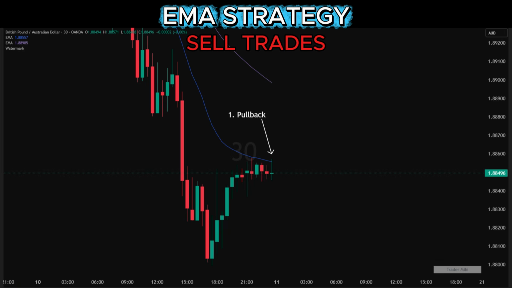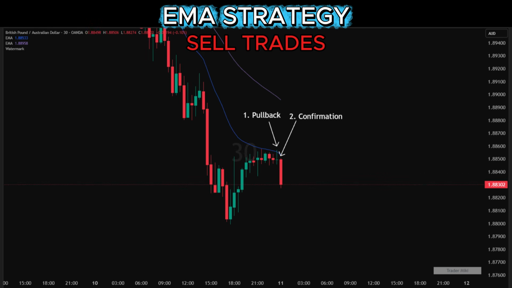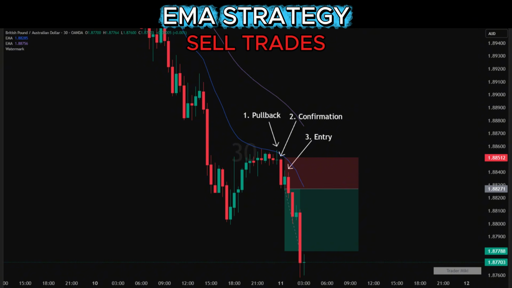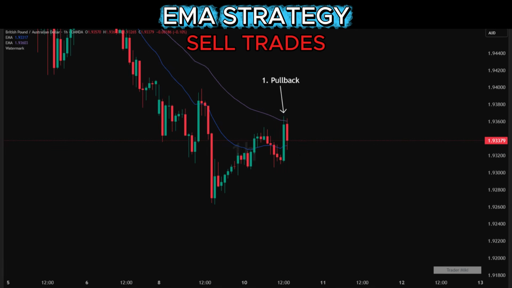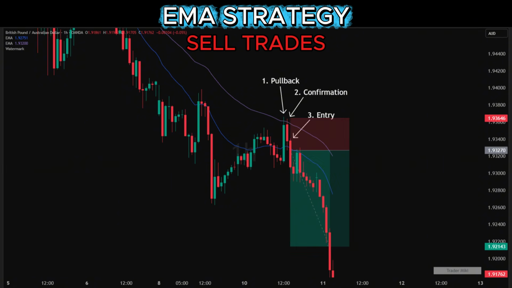The first candle is the pullback candle that retests the EMA and closes below. The second candle is the confirmation candle. This should be bearish and pushing down from the EMA. The third candle is the entry below the low of the confirmation candle and the stop loss above the high. Again, 1 to 2 or 1 to 3 risk reward for your TP. This is an example of sells using the 50 EMA. We have the bullish pullback candle, the bearish continuation candle, and then your entry.